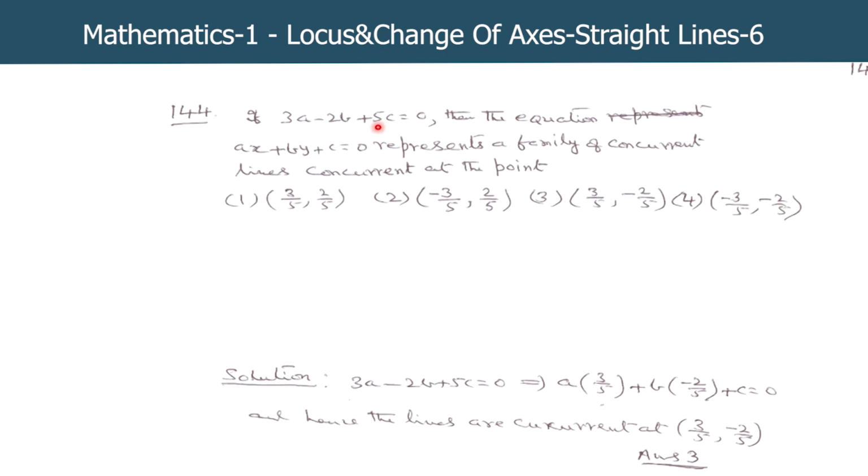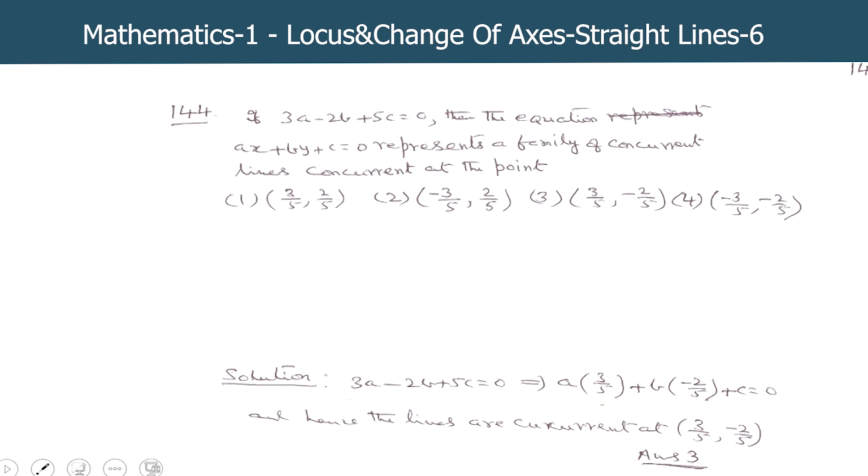Right. 3a - 2b + 5c = 0. For all these problems, very simple. The technique is, because these type of problems are important, especially for MHT-CET: whatever the coefficient of c you have in the given condition, you divide the equation by the coefficient of c. Here 5, so divide by 5. Then you will get a into 3/5 plus b into -2/5 plus c equal to 0. That means the line ax + by + c = 0 passes through (3/5, -2/5). The correct option is option number 3.